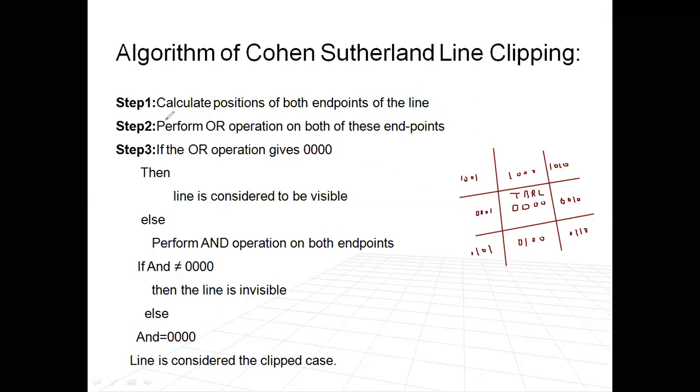So first step, calculate the positions of both endpoints of the line, in which outcode the points are lying. So this can be checked out by the x minimum and x maximum values given to you. Accordingly, we can find out in which outcode it is lying. Okay, then perform OR operations on both these endpoints.